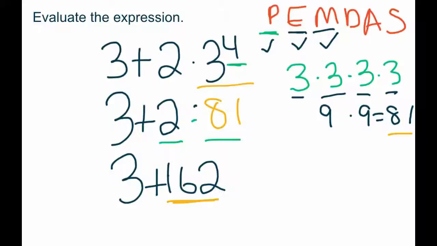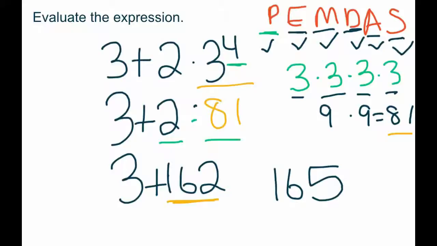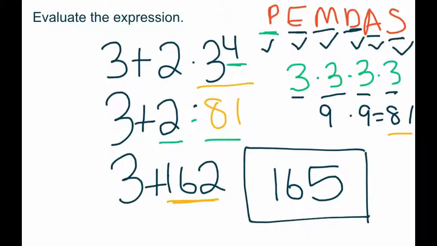Next, we look for division. We do not see any division in this problem, so we write a check and move on. Next, we look for addition. Here we see 3 added to 162. This changes to 165. Now we look at S, subtraction. There is no subtraction, so 165 is going to be our final answer.